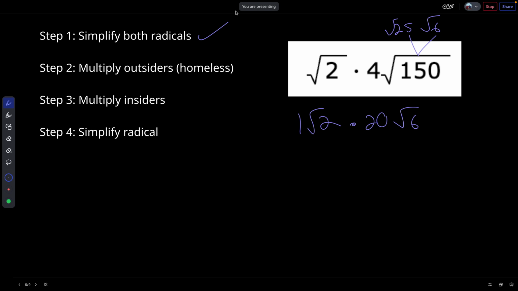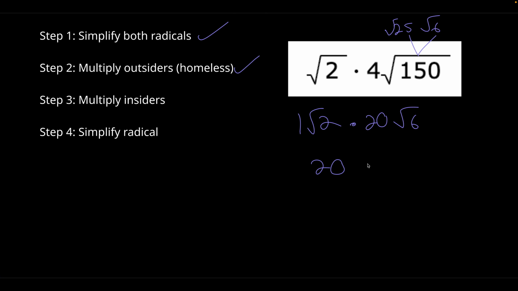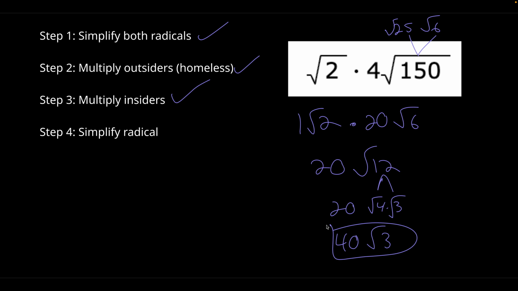Step 1 is done. Step 2, multiply the outsiders. 1 times 20 is 20. Step 3, multiply the insiders. 2 times 6 is 12. And simplify the radical. 12 can be split into 4 times 3. So now the final answer will be 40 square root of 3. And this is our final answer.